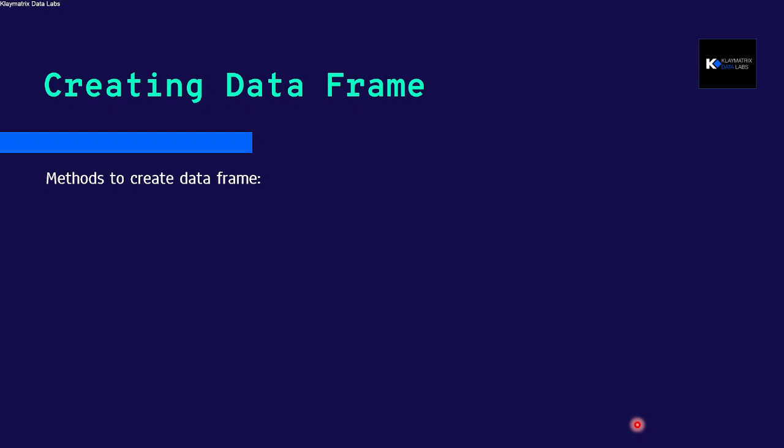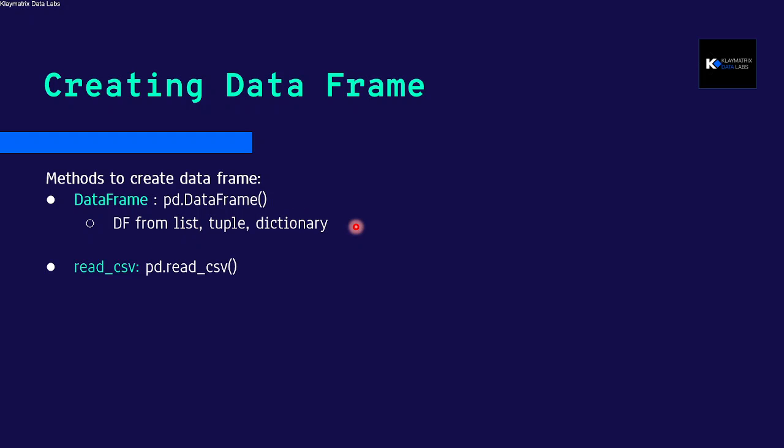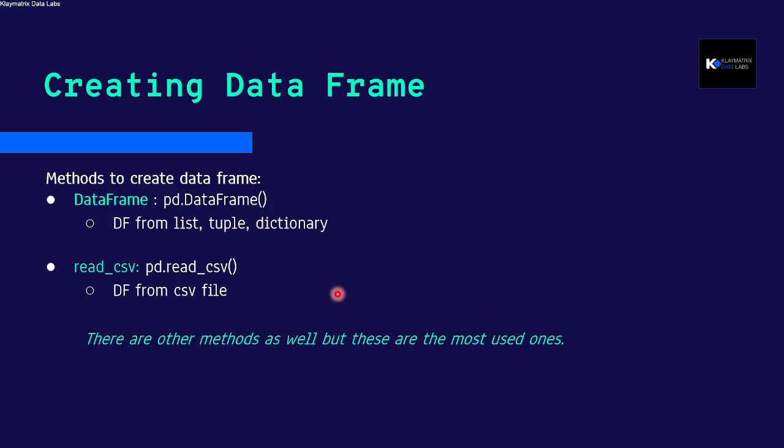So you can create a data frame in multiple ways. The most used ones are, you can create a data frame using the DataFrame keyword. Please note the capital D and capital F, right? And then you can create a data frame either from a list, tuple, or dictionary, right? You can also create a data frame using a read_csv command, and this will create a data frame from a CSV file. And there are other methods, but let's concentrate on these only.